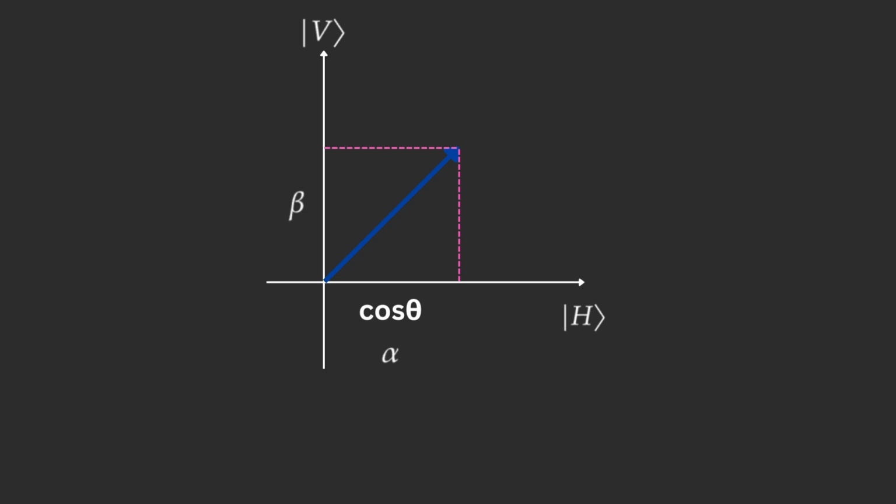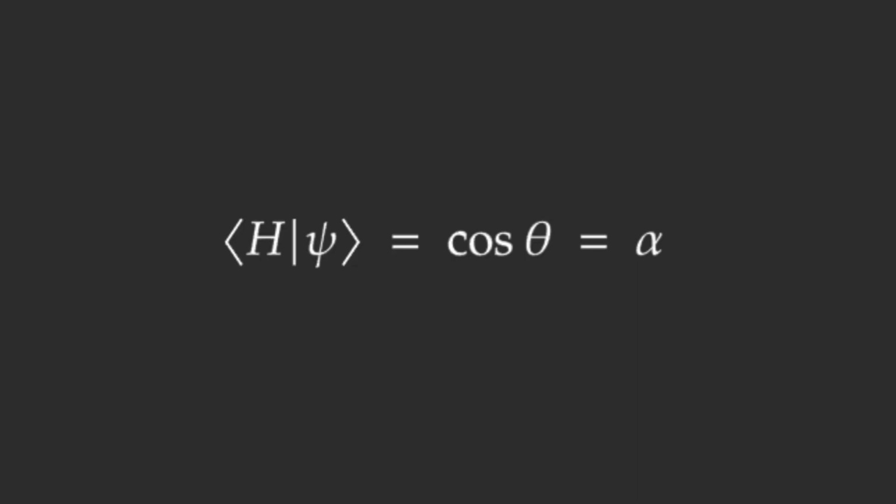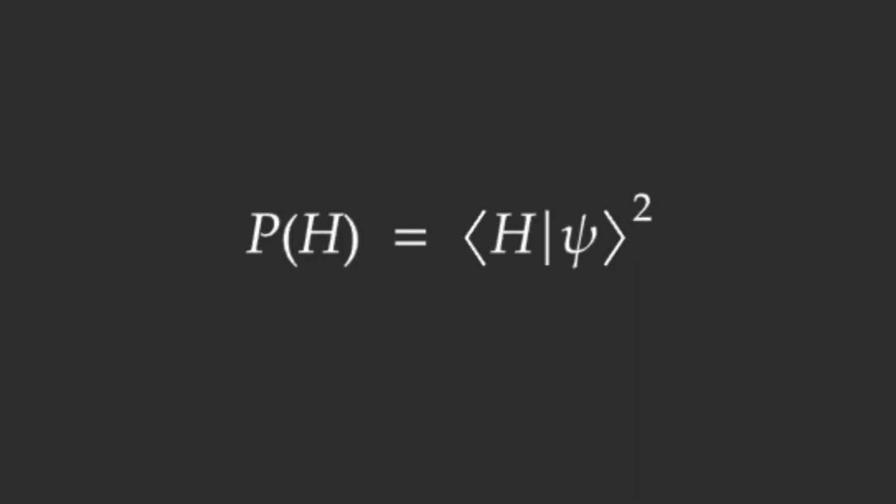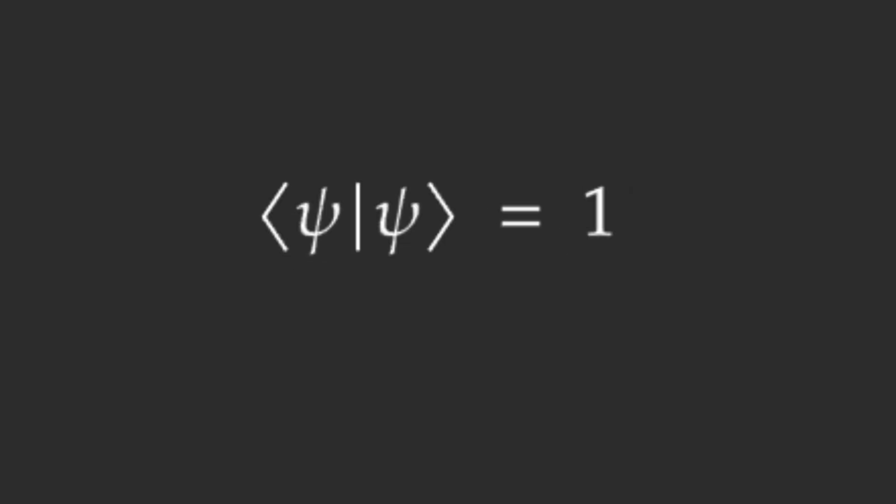Now we arrive at one of the central mysteries of quantum mechanics, the Born rule. We already established that the inner product bracket pair of H and phi gives us the projected length cos theta. But why do we have to square this number to get the probability? The reason lies in a mathematical requirement for quantum states.